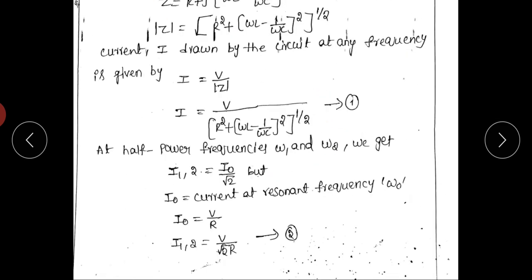Current equals V by Z. At resonance condition, the current equals I0 and the impedance equals R. So I0 equals V by R. At half power frequency, the current I1 or I2 equals V by root 2 times R. So at resonance the current equals I0, and at half power frequency the current equals I0 by root 2, that is, the maximum current by root 2.